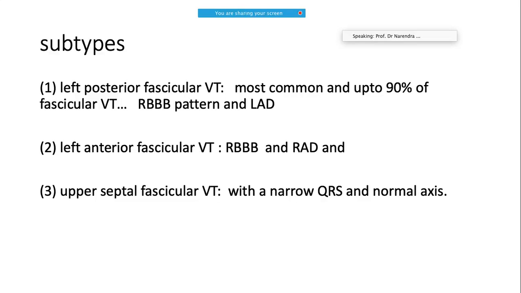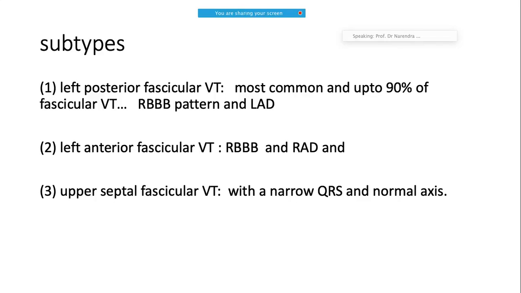So there are three different types of the tachycardia on the basis of the morphology. One is called the left-sided anterior fascicular tachycardia, left posterior and upper septal. So how do you differentiate them on the basis of ECG? Most common, of course, is the left posterior.